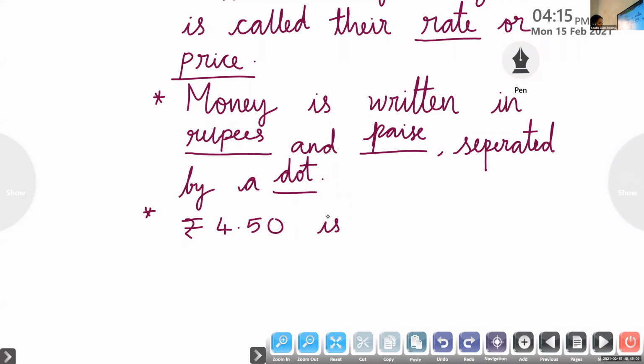Red is spelled R-E-D. The word read is spelled R-E-A-D. Red, as R-E-D, red.